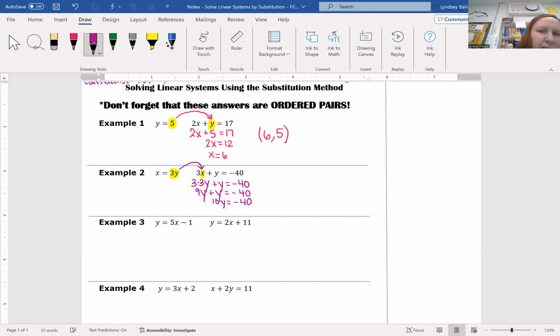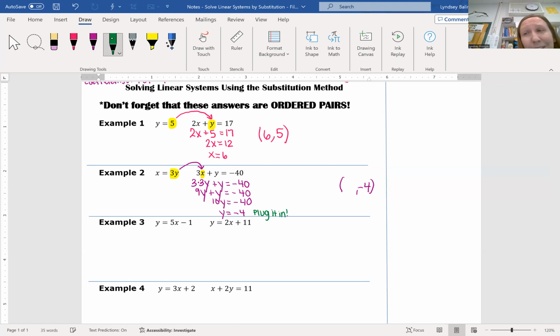And then divide both sides by 10. We get y equals negative 4. Okay, so we know our answer is going to have a y coordinate of negative 4. But this one's not as easy as the other one where we just knew the x coordinate already because one of the equations told us. But what we can do is take that y that we just got and plug it in.